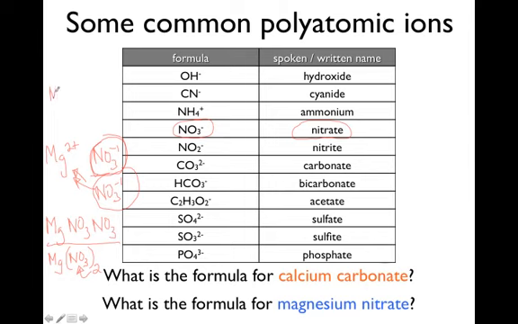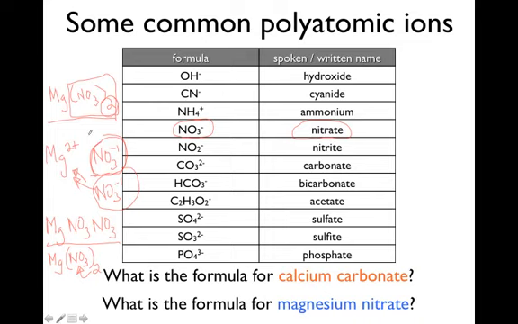You would write Mg, parentheses, NO3, close parentheses, and then a subscript of 2. And you should probably get used to realizing what the subscript here outside of the parentheses means, because it will show up a fair amount in this course.